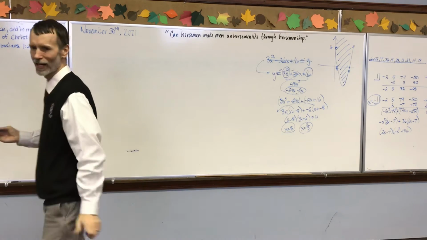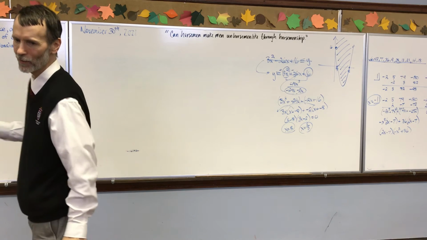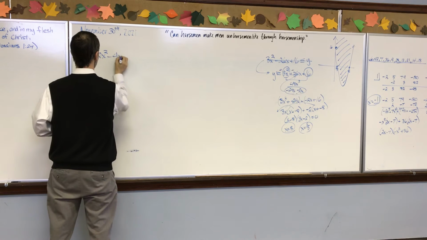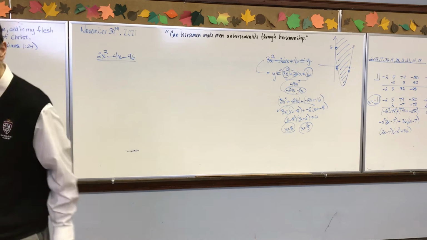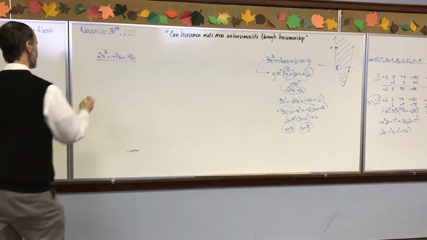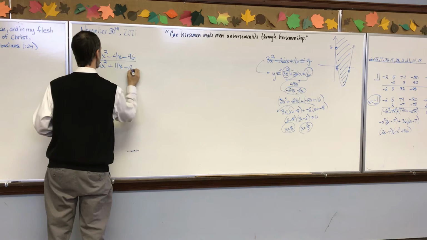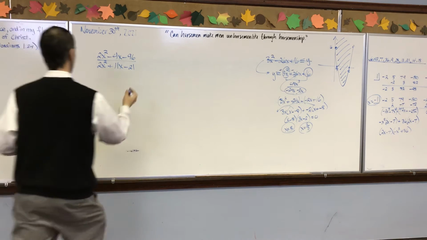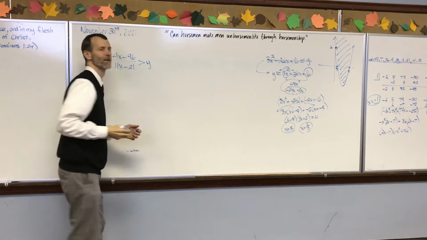So this one is, I'll explain why in a minute. 2x squared minus 4x minus 96 over 2x squared plus 11x plus 21. I think that's right. Yeah. And they have greater than 0. What I'd like to do is greater than y.